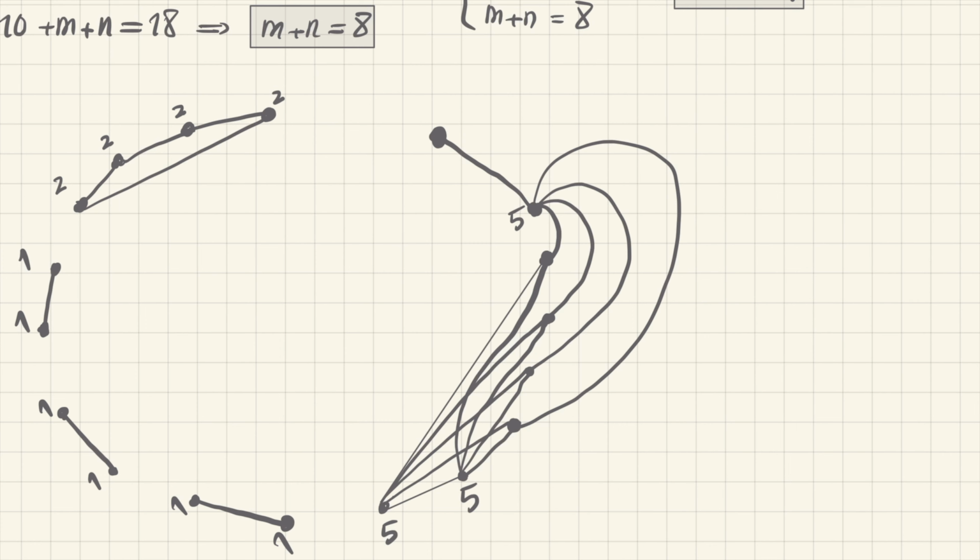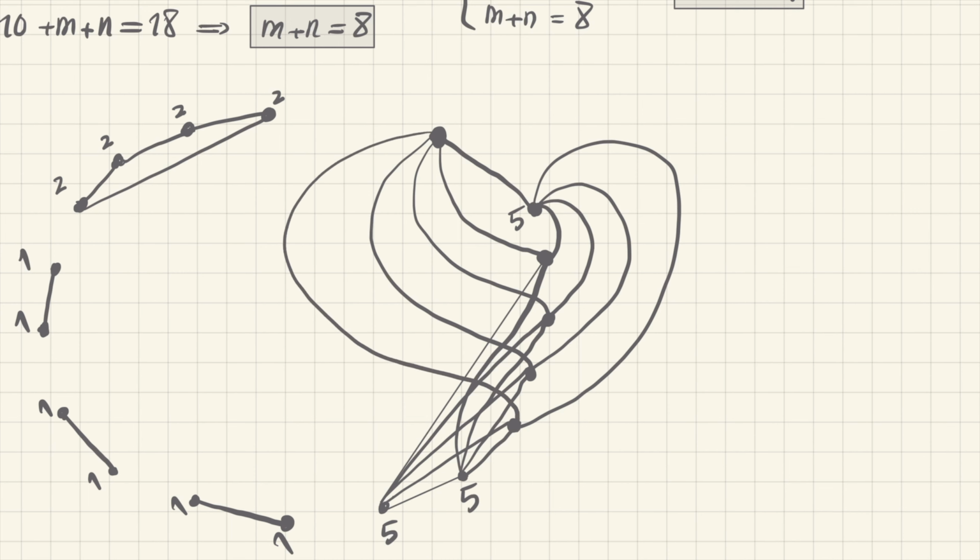But now, how should I make it degree 5 here? I will connect this to this one. I will also connect this to this one, and this to this one. And I will connect this to that one as well. I think it is done, hopefully, if I'm right. So this is 1, 2, 3, 4, 5.